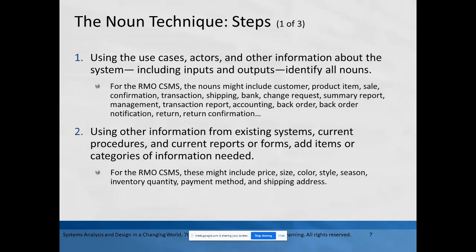Using other information from existing systems, current procedures, and current reports or forms, add items or categories of information needed. What this is essentially saying is you're going to expand on the types of things that you would store based on the nouns that you have. So you might even go above and beyond what you have here.